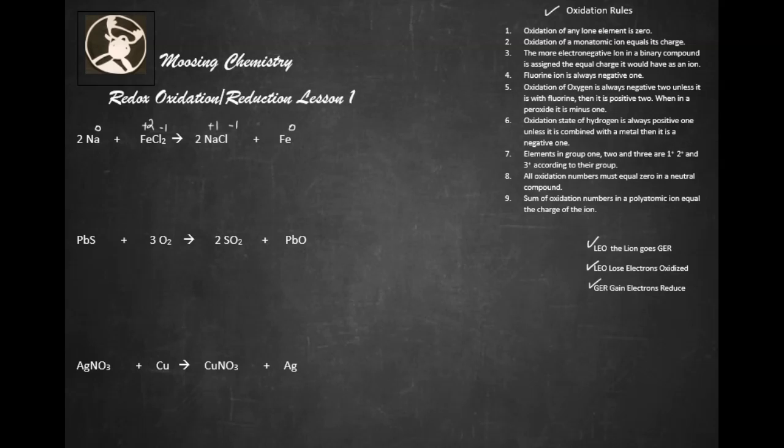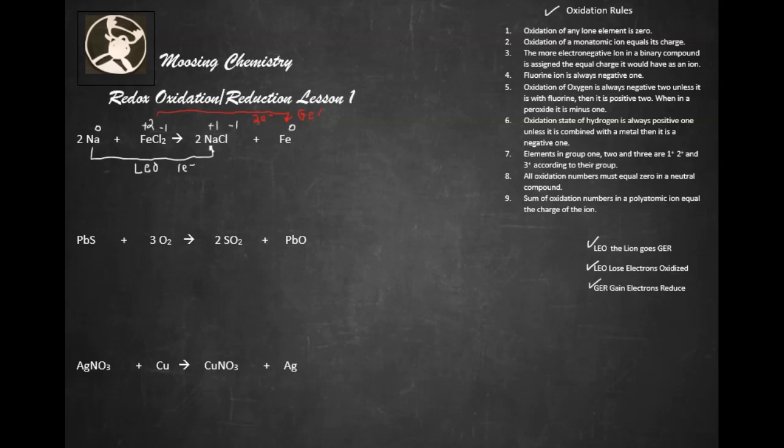Alright, so now let's look at this. Our sodium is going from a 0 to a +1. So we're losing an electron. So that's the Leo. We're losing 1 electron there. And our iron, let's go ahead and change color here. Our iron is going to go from a +2 to a 0. So that's going to be a grr because we are gaining electrons. Matter of fact, we're gaining 2 electrons to get to that 0 mark.